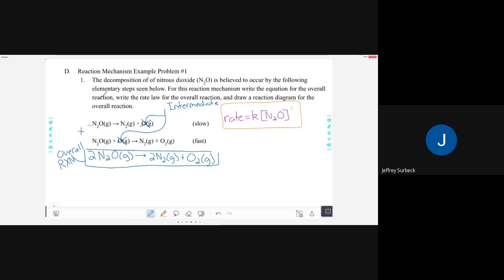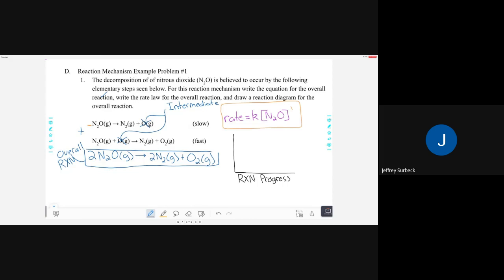Now we need to write our reaction diagram. So our reaction diagram would look like this. On the X, or the left to right axis, would be what we call reaction progress.